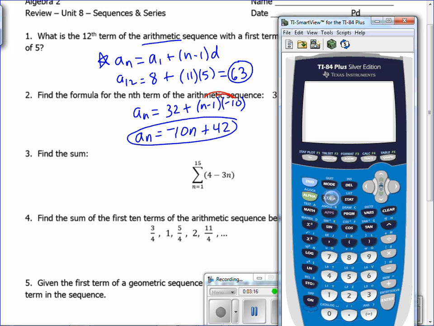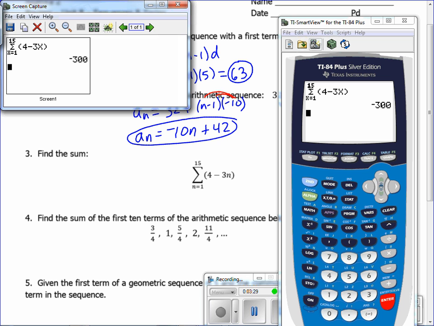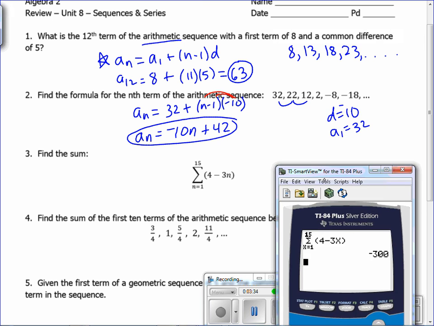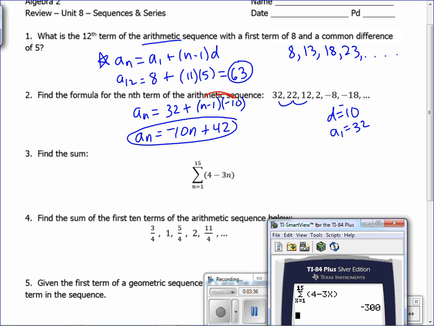Don't use n, use x. It jumps over to 1, up to 15. And of course, just put 4 minus 3x in there. So you can very easily do that on the calculator, and you can see that there. But if you have to do it by hand, it's very simple also.